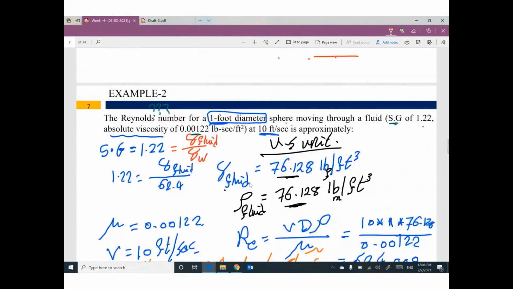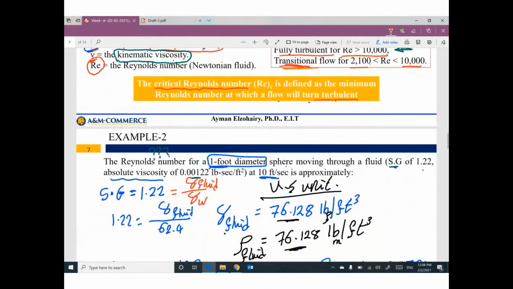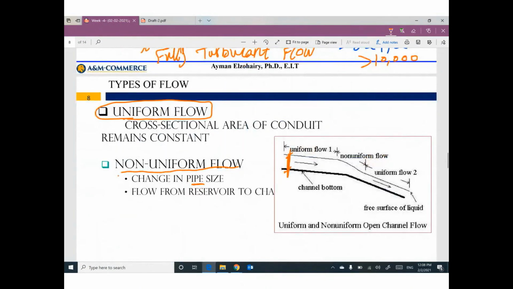So the first category to define types of flow, we have laminar flow and turbulent flow. Reynolds number can help you to determine which type of flow. The second category, we have uniform flow and non-uniform flow based on the cross-section area. If this cross-section is constant, you have uniform. If this cross-section is variable, we have non-uniform.